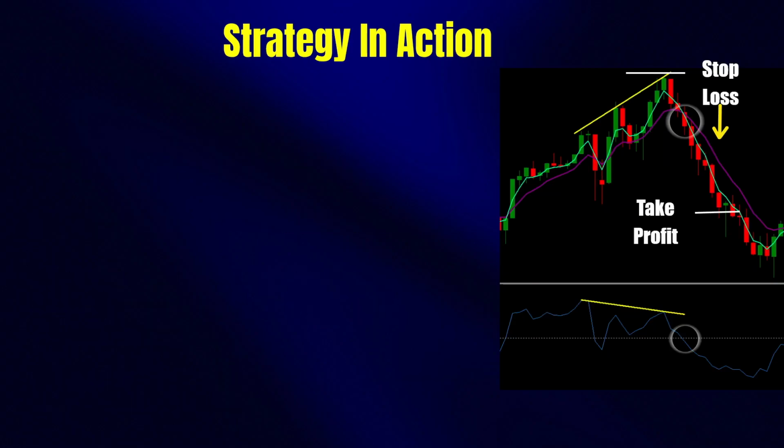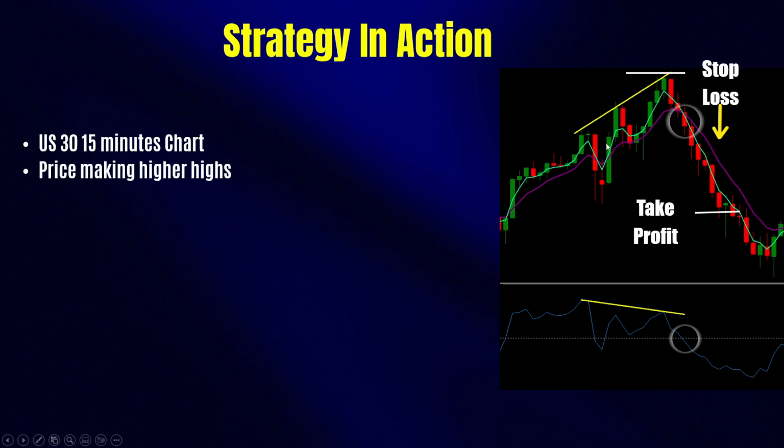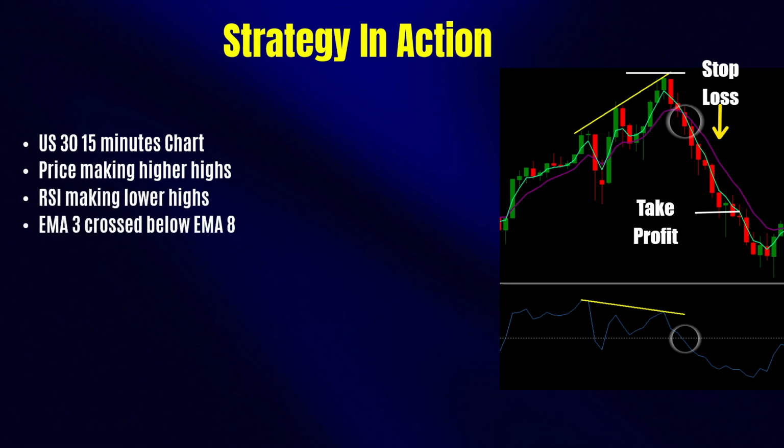So now, as always, we look at the strategy in action. In this case, we are looking at the US30 15 minutes chart. Price was making higher highs over here, but RSI is moving in the opposite direction. So we have identified there is divergence. Next one was EMA 3 crossed below EMA 8. So we do see EMA 3 crossed EMA 8. Next step, RSI below 50.